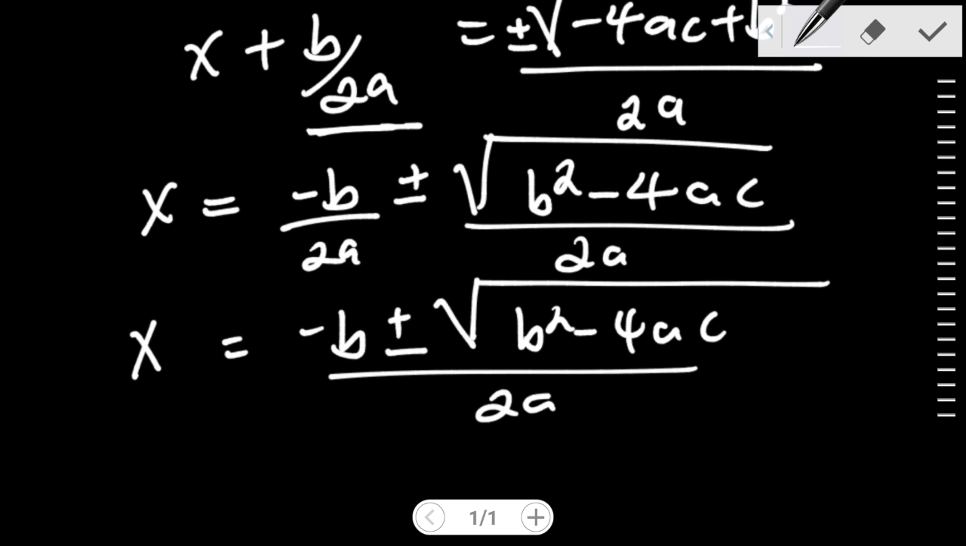Now the next thing, let's learn how to use it by labeling, and we know where we would find a, where we would find b, where we would find c, and what they represent. Now suppose I have an equation of this kind, this is example 1, that I have x squared minus x minus 2, and this is equal to 0, and you've been told to solve this using the quadratic formula.